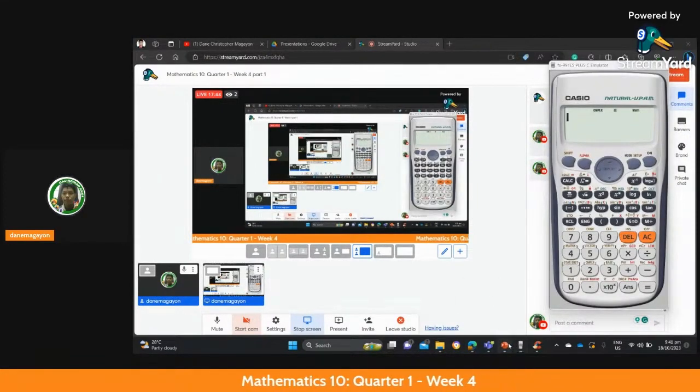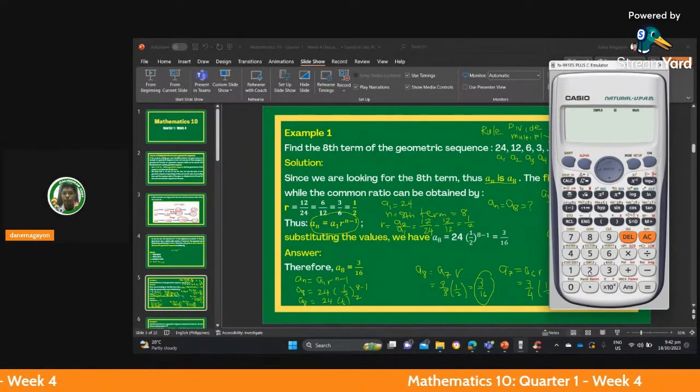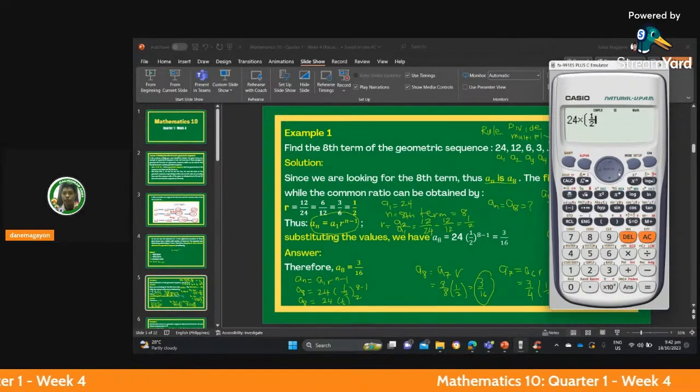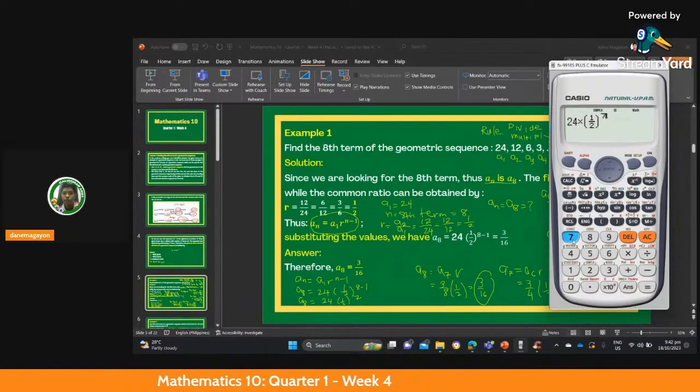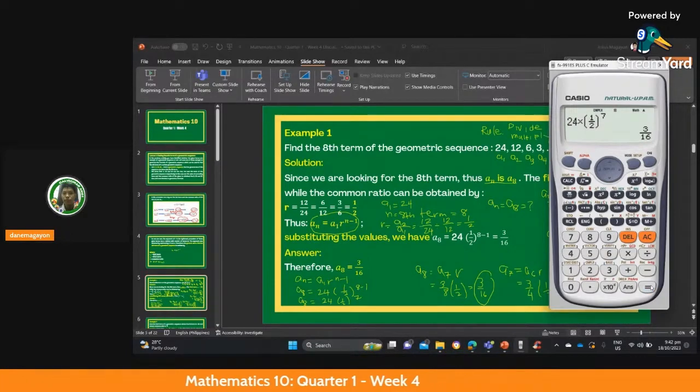Just in case na may nakakapanood nito ng live, you are free to comment para malaman ni sir kung sino yung nakakapanood sa ngayon. So we have 24, then times natin yung term na 1 over 2, or 1 half, and then raise natin siya by 8 minus 1 or 7. Ito dapat yung maging appearance ng term na ilalagay natin doon sa calculator. Then upon pressing, ang lalabas na answer natin is 3 over 16.